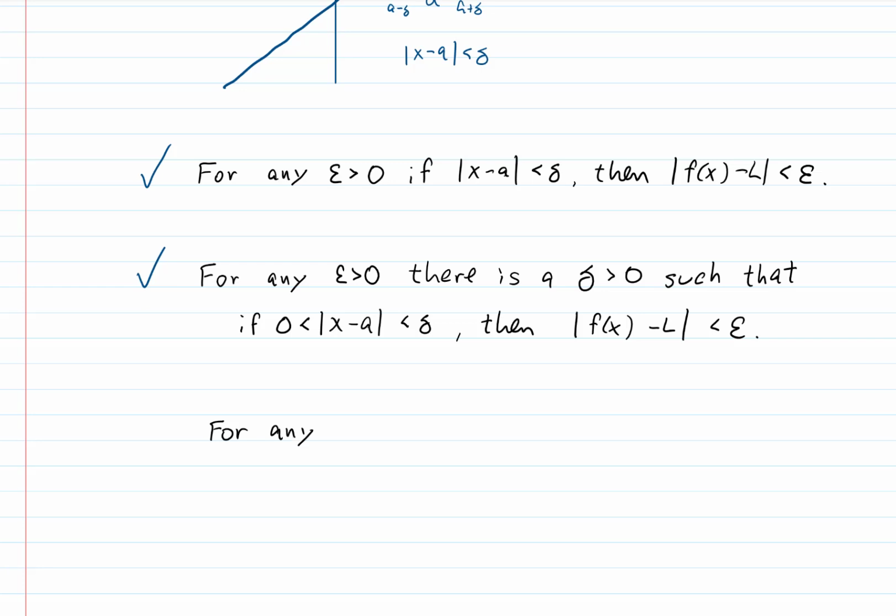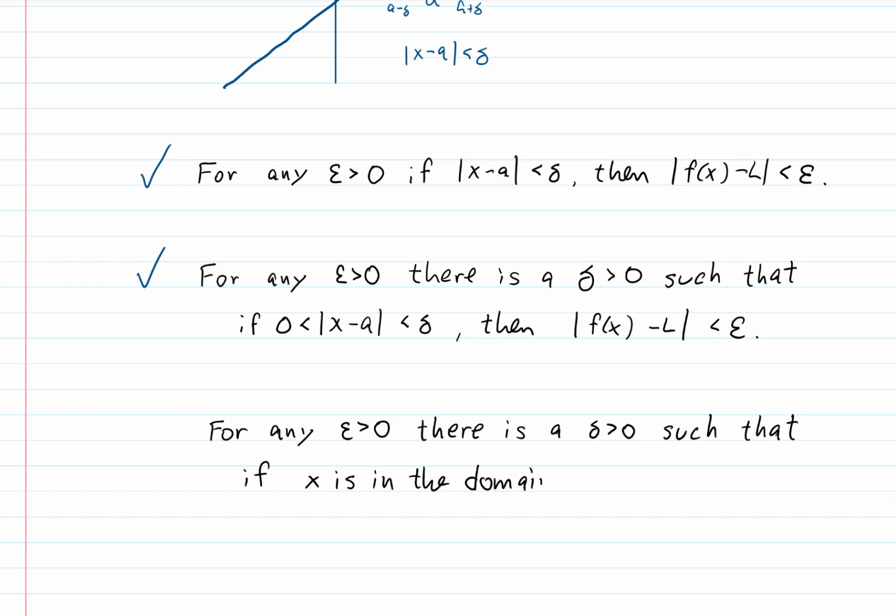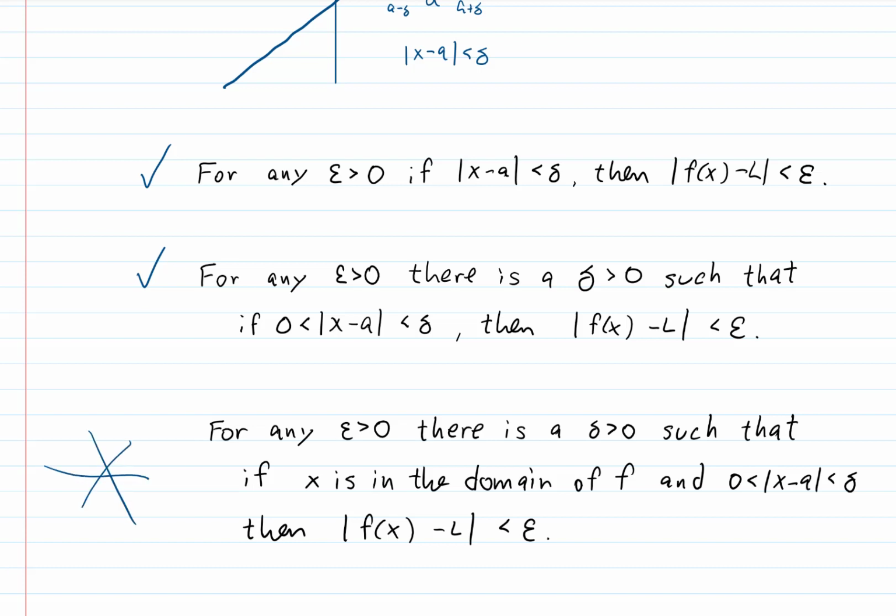For any epsilon greater than 0, there is a delta greater than 0, such that if x is in the domain of f, and the distance between x and a is greater than 0 and less than delta, then the distance between f of x and L will be less than epsilon. And there's our definition for the limit.